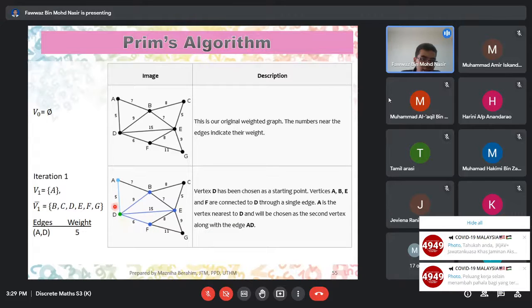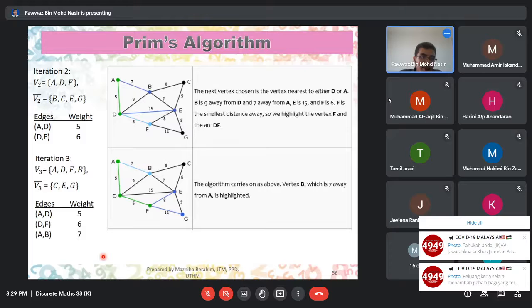Okay, kita tengok semua edge yang incident kepada D, yang mana edge yang has the smallest weight. Okay, so dalam case ni kita ada edge AD, BD, ED and FD. So from all these edges, kita dapati yang AD is the edge with the smallest weight. So kita pick this edge. Okay, so kita pick AD ni, kita masukkan A dalam.